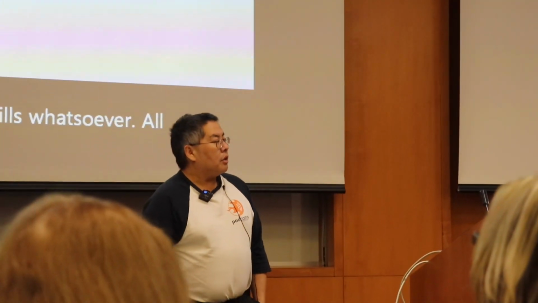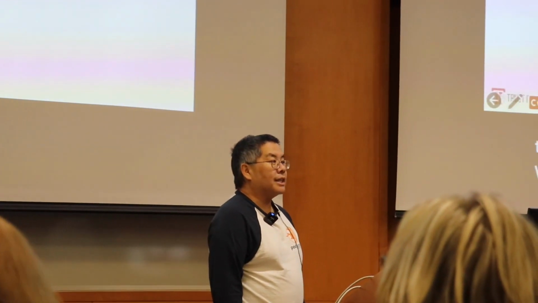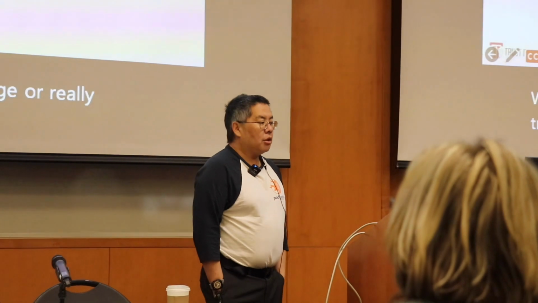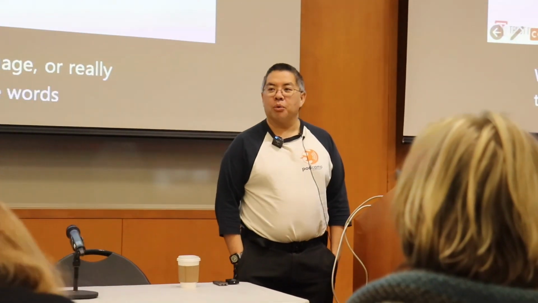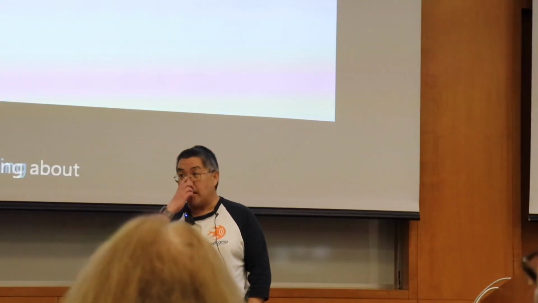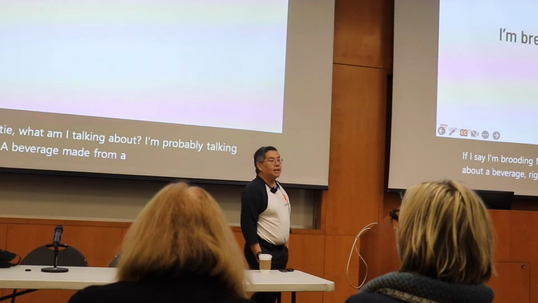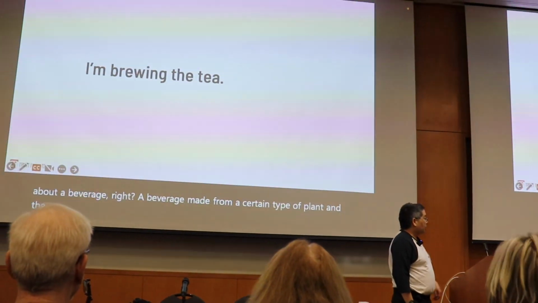And so when we try to teach a computer how to work with language, we're really trying to teach it statistics and probabilities. What are the words around a word? What do they mean? For example, if I say I'm brewing the tea, what am I talking about? I'm probably talking about a beverage, right? A beverage made from a certain type of plant and the process by which I work with it.